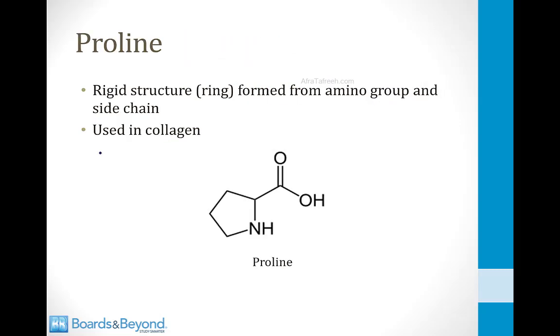Another amino acid that's somewhat high yield to know about is proline. It has a 5-membered ring for a side chain with an amino group in it. This gives it a very rigid structure, and for that reason, you find lots of proline in collagen, which provides support to tissues.